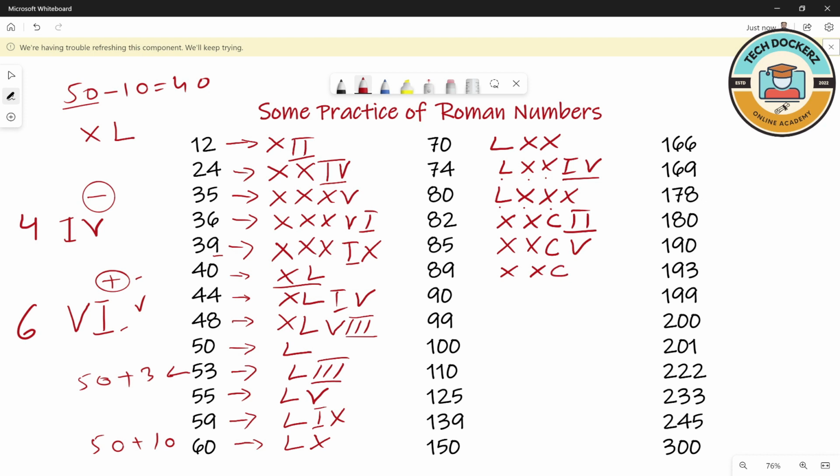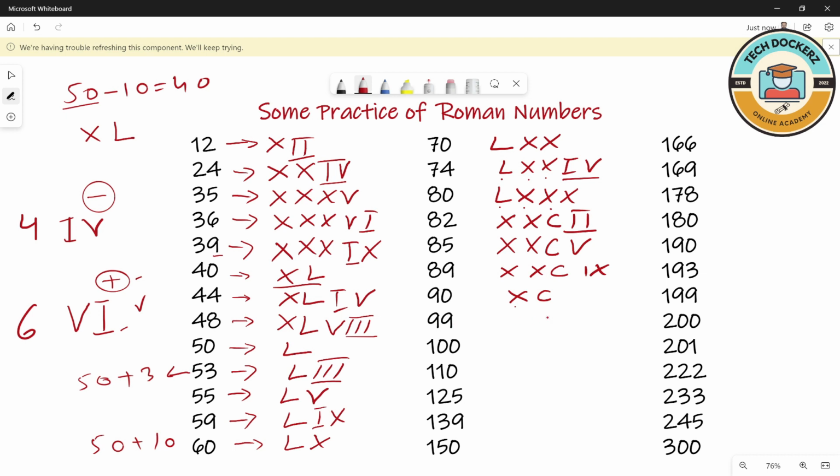XC and IX, which is 9. How can we write 90? Similarly, XC means 100 minus 10. As we know, the smaller value is coming before the bigger number, so it will be a subtraction. So XC stands for 90, and XXC stands for 80.